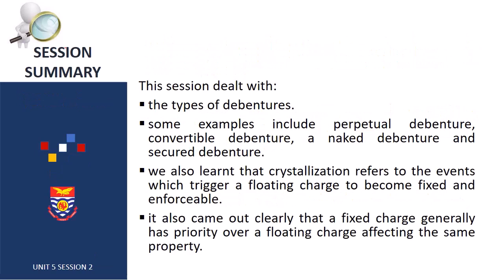By way of summary, this session deals with the types of debentures. Some examples include perpetual debenture, convertible debenture, naked debenture, and secured debenture. You also learned that crystallization refers to the event which triggers a floating charge to become a fixed charge and enforceable. It also came out clearly that a fixed charge generally has priority over a floating charge affecting the same property, subject to a few exceptions.